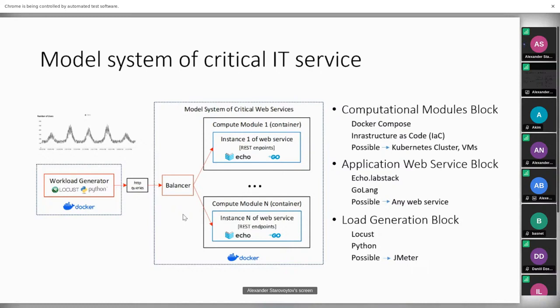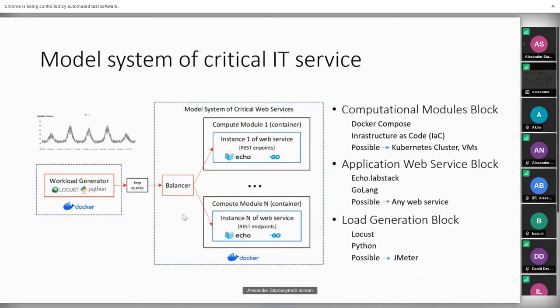The application web service is based on a popular, high-performance, minimalistic, stable web framework, written in a high-level programming language, the Golang programming language. Locust was chosen as the load generator. It's easy to configure and allows creating load profile descriptions for the model system from Python classes.